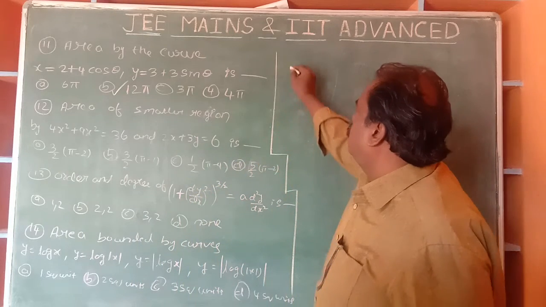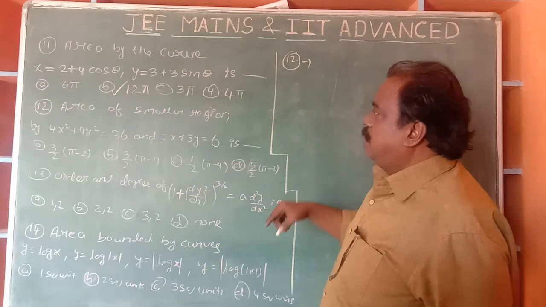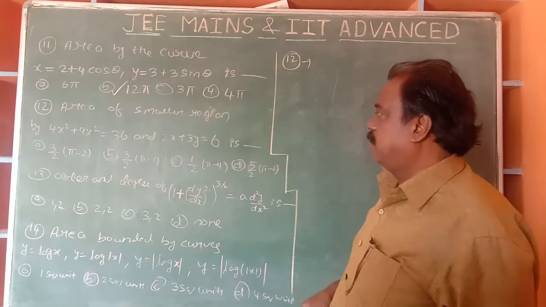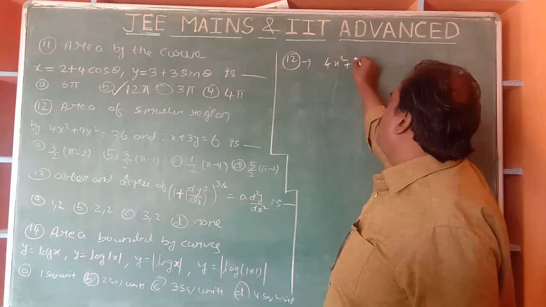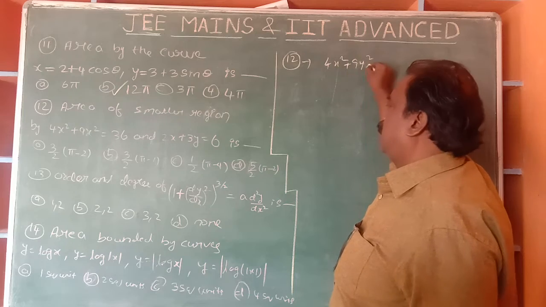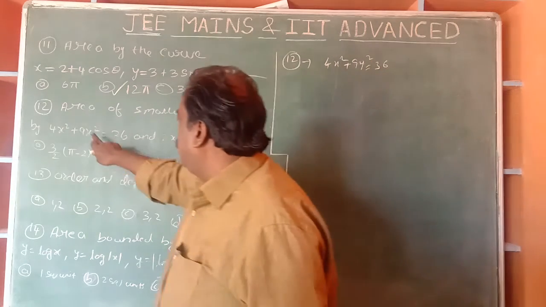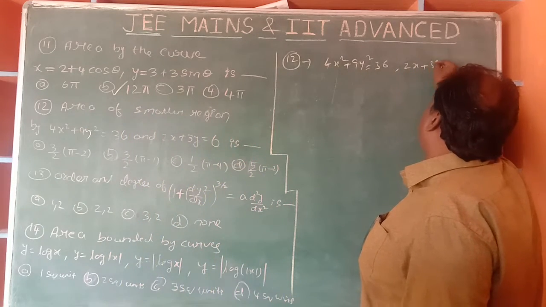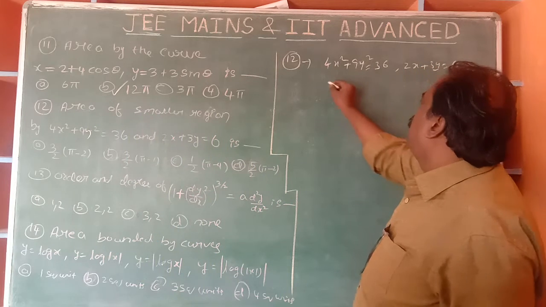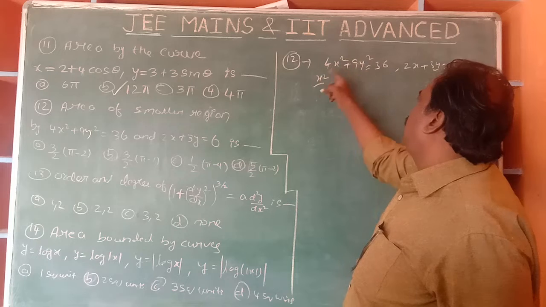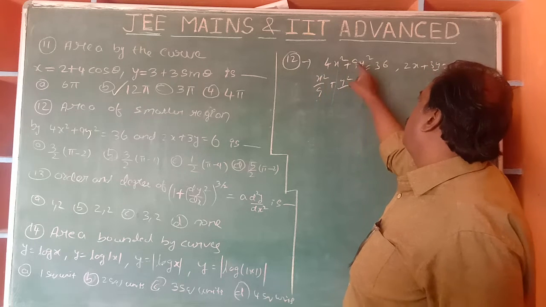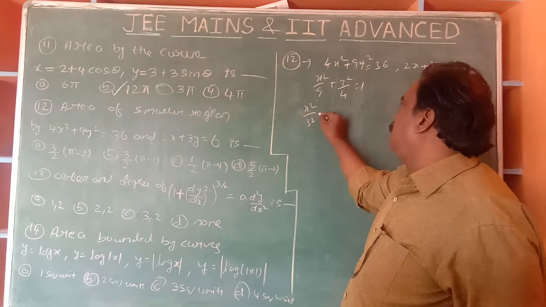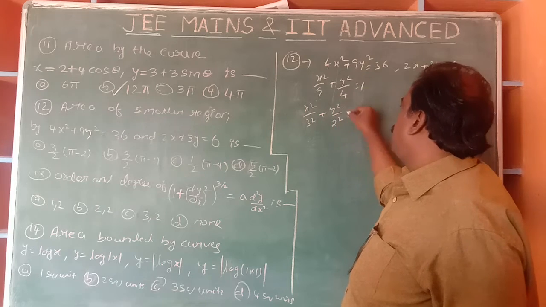Now, 12th problem. The area of the smaller region of the curve and a line. We are given 4x square plus 9y square is equal to 36, and the line is 2x plus 3y is equal to 6. It is x square by 9, y square by 4 is equal to 1. So it is x square by 3 square plus y square by 2 square is equal to 1.